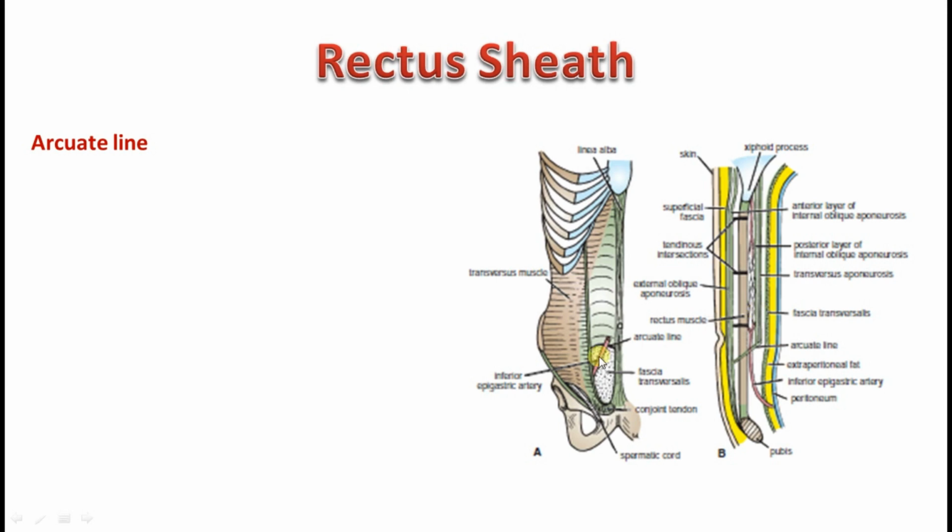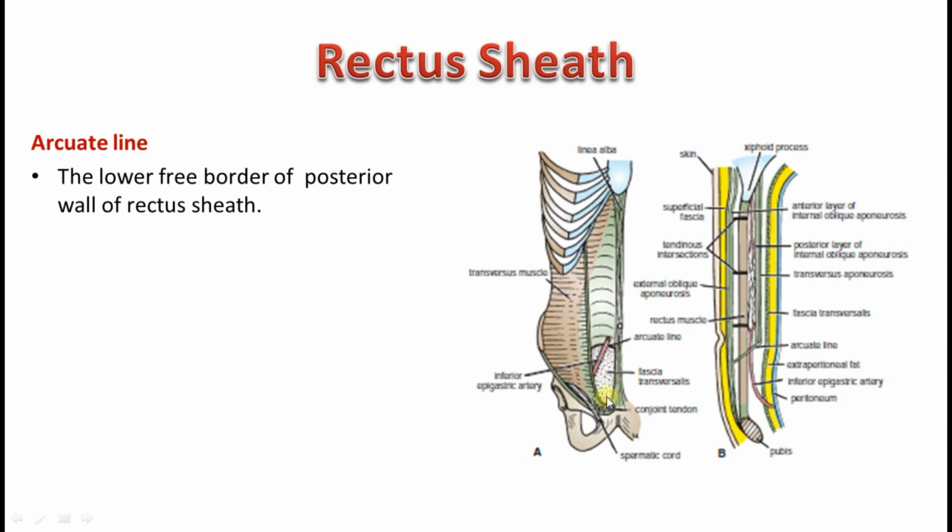Now, what is actually the arcuate line? So, here you are able to see the arcuate line, the lower free border of the posterior wall of the rectus sheath. You are able to see a thick margin at the arcuate line because beyond this the posterior wall is actually thin. It is only the fascia transversalis. Only above that you see the aponeurosis of transverse abdominis and the posterior lamina of internal oblique aponeurosis.